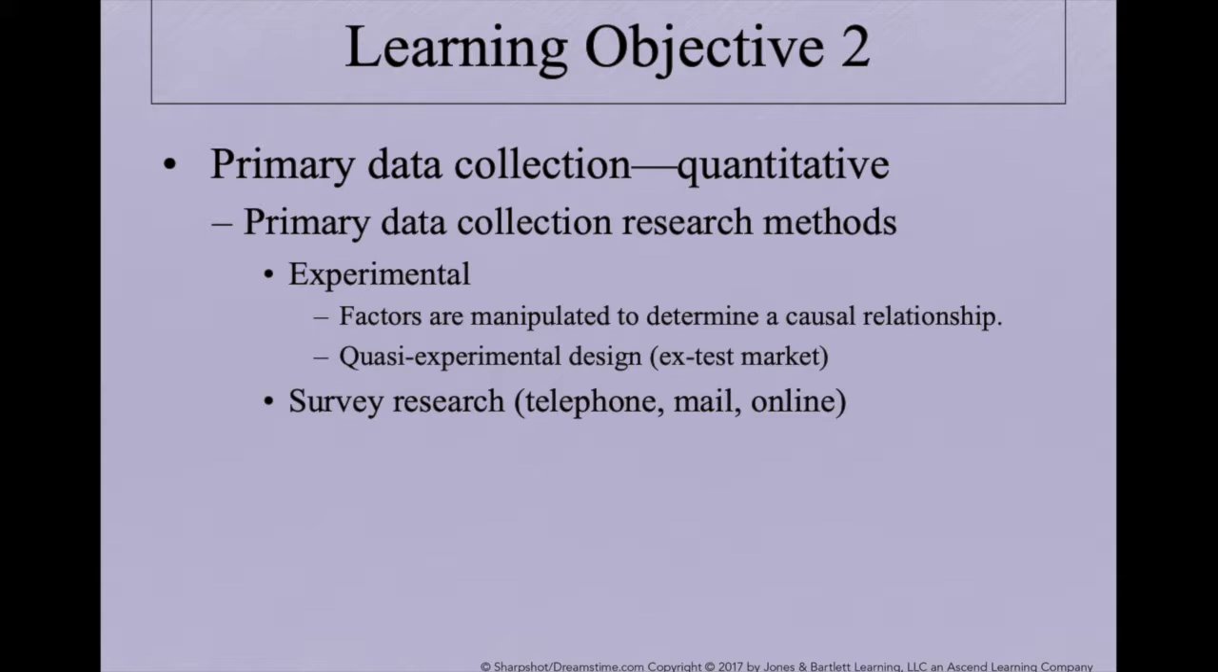Within experimental research, factors are manipulated to determine causal relationships. Quasi-experimental design is more common. This is research in which the data gathered is set up similar to that of a laboratory experiment, although lacking the control of all variables. Survey research, by telephone, mail, or online, is another common method of acquiring primary data. Online survey tools, such as SurveyMonkey, make this task much easier.